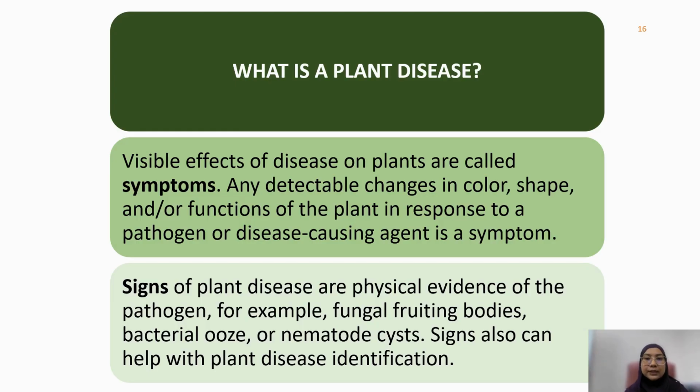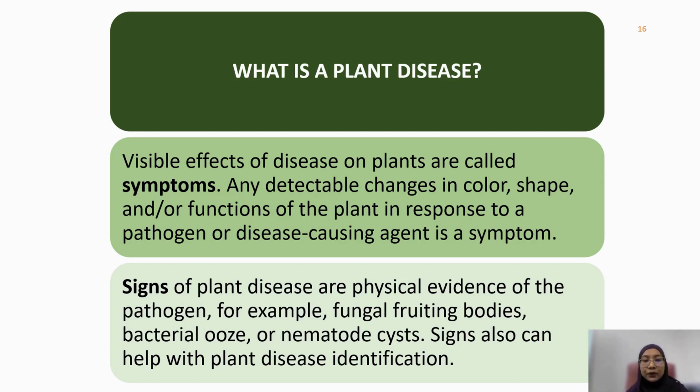So what is a plant disease? The visible effects of disease on plants are called symptoms. Any detectable changes in color, shape, or function of the plant in response to the pathogen or disease-causing agent is a symptom. For example, you have a chili plant. You see that the chili plant is weird because the leaf is wrinkled, the growth is stunted, and maybe the fruiting is not normal as in a normal chili. So you can call it symptoms.